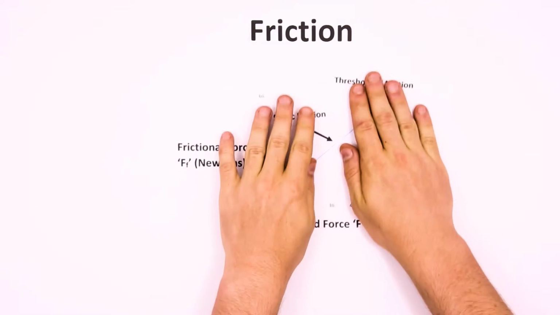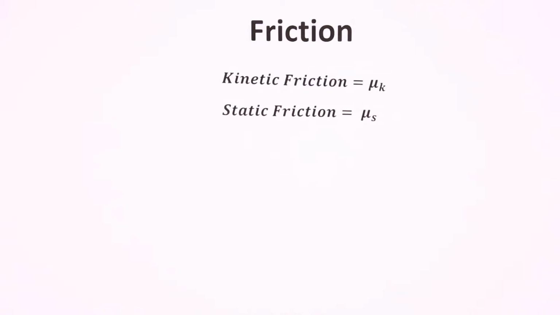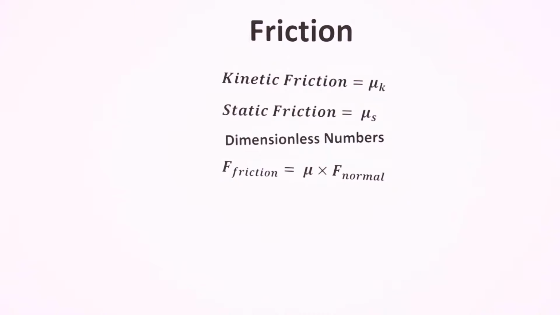Both kinetic and static friction are characterized by frictional coefficients which can be called μk for kinetic friction and μs for static friction. They're dimensionless numbers, so they have no units. Now the frictional force is equal to the coefficient of friction multiplied by the normal force acting on the object.